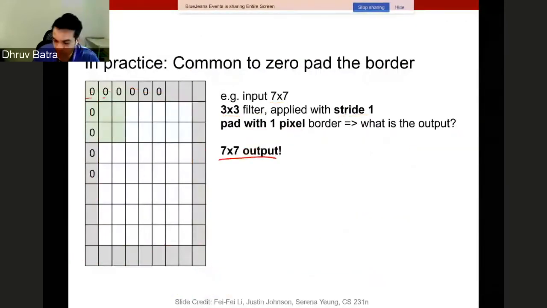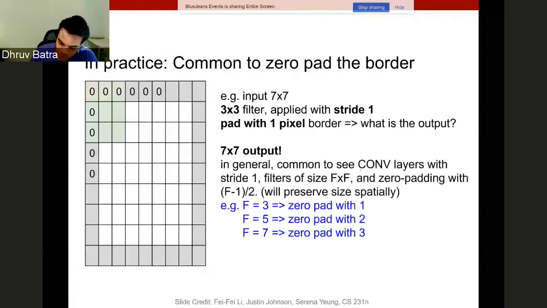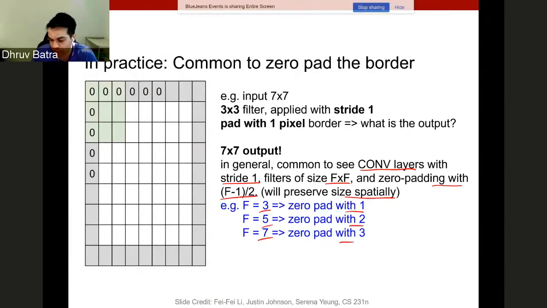So that's where we're at. We can control output size. And in general, it is common to see convolutional layers with stride 1, filter size f by f, 0 padding with f minus 1 over 2, which will preserve spatial size. So at 3x3, you'll get a 0 padding of 1. At 5x5, you'll get 0 padding of 2. At 7x7, you'll get 0 padding of 3. That's a pretty common choice.